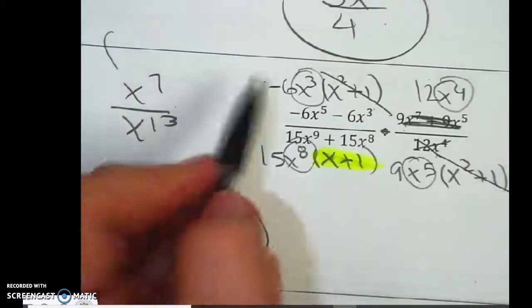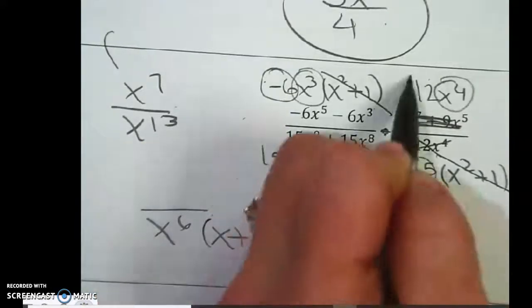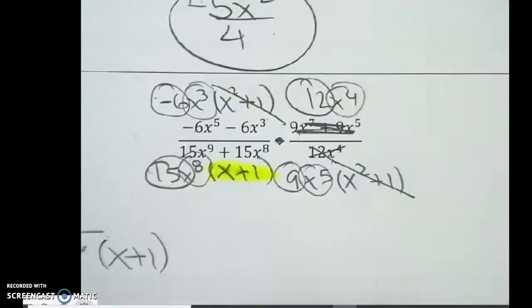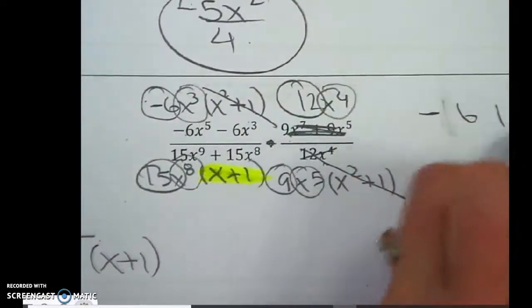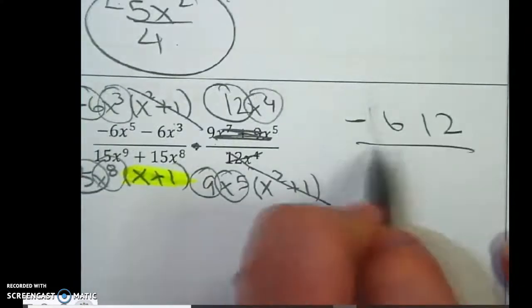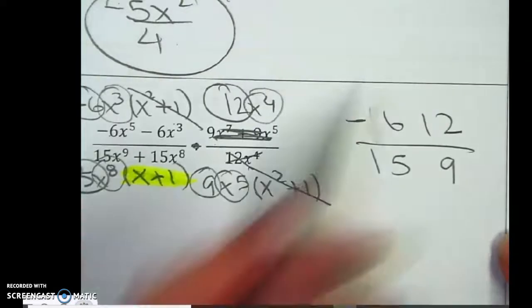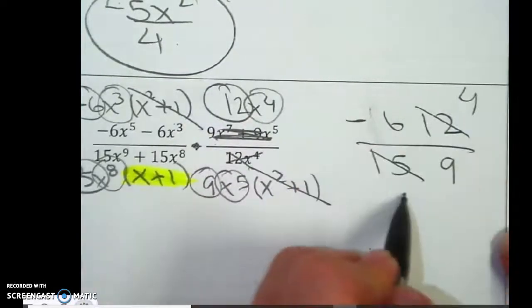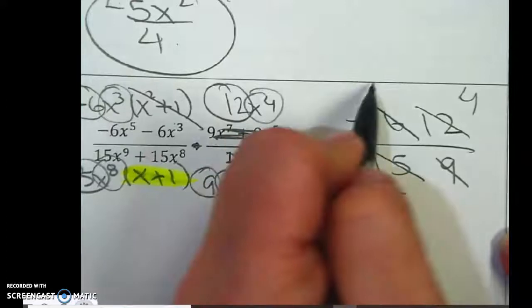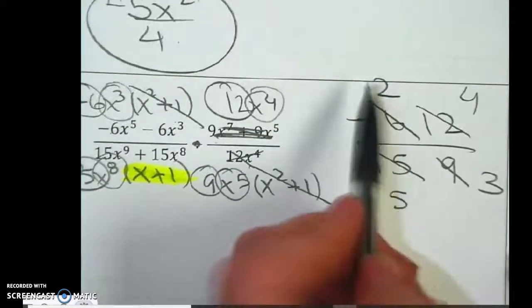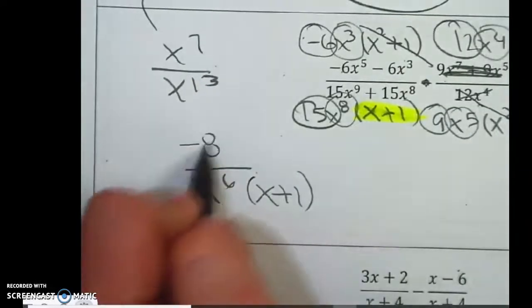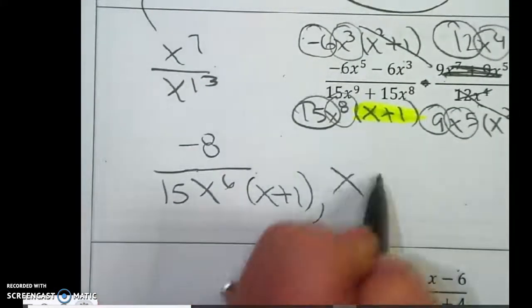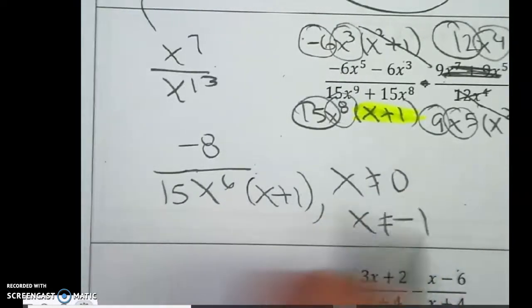And now let's look at the numbers. We have -6, 9, 12, and 15. Some people get confused, so it might be easier. Let me move this over. If you want to go -6, oops, not -16, -6, 12, and then 15, 9. And it might be easier, I don't know. Divide by 3. Divide by 3. And now multiply. -8 over 15. Where x cannot equal 0, x cannot equal -1.